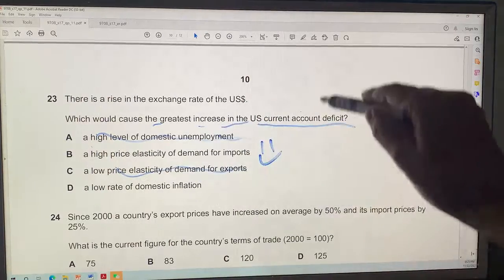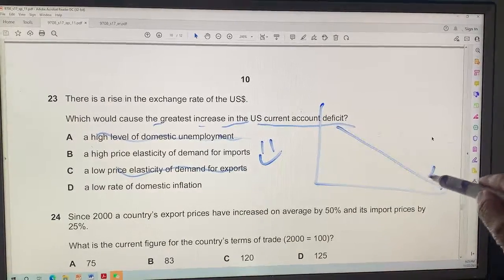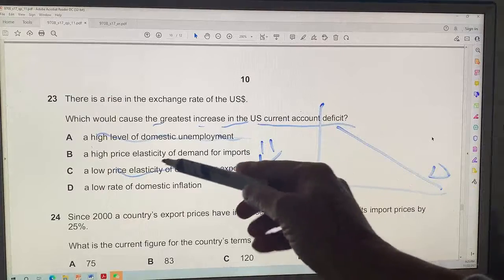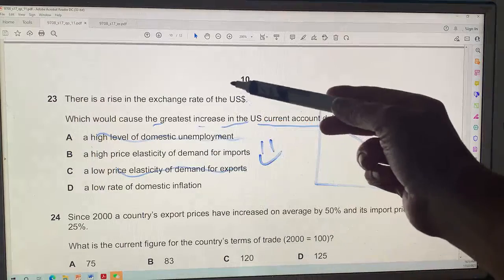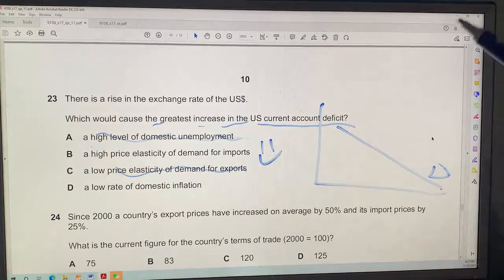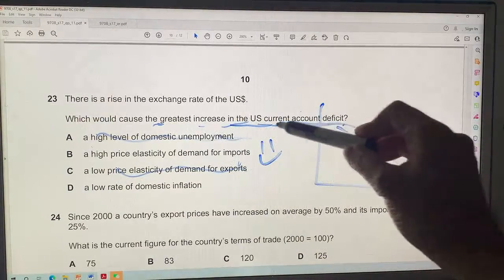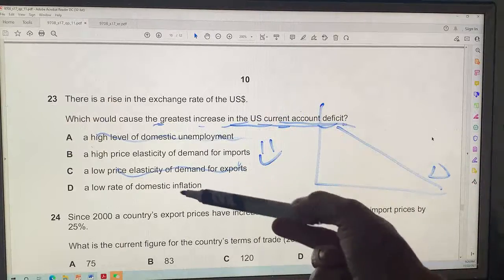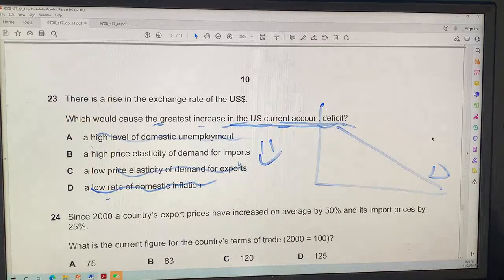Let's look at B. What happens in B? Let's see, this is demand for imports. If demand for imports is highly price elastic and the dollar is stronger, then that will increase total revenue for the importers, and that would cause the greatest increase in the U.S. current account deficit. I don't think a low rate of domestic inflation is directly related. So answer B for 23.